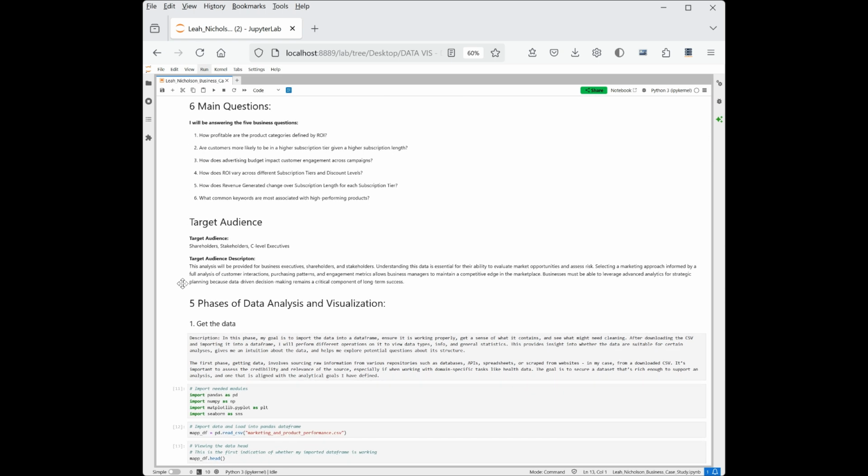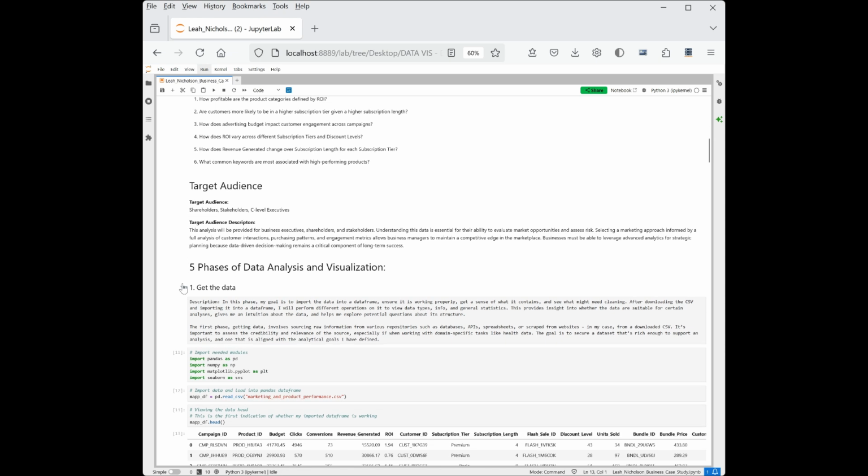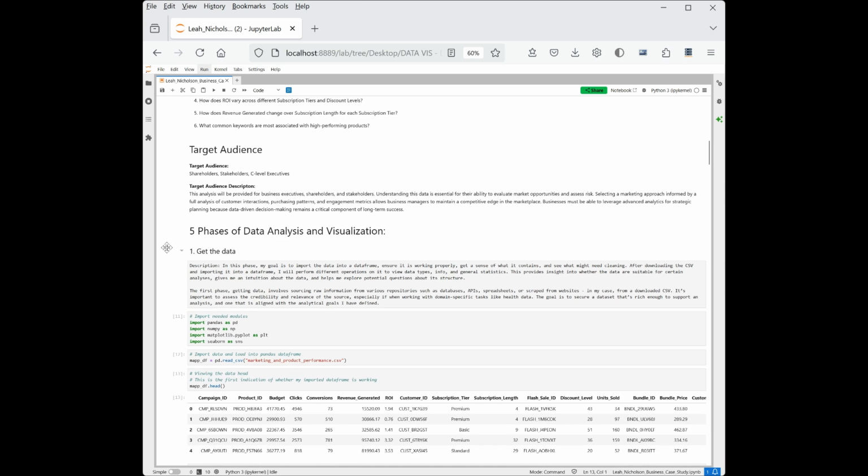As an outline for this analysis, I decided to focus on 6 main questions. First of which is, how profitable are the product categories defined by return on investment? Are customers more likely to be in a higher subscription tier given a higher subscription length? How does advertising budget impact customer engagement across campaigns? How does return on investment vary across different subscription tiers and discount levels? How does revenue generated change over subscription length for each subscription tier? And what are some common keywords most associated with high-performing products? My target audience was the shareholders, stakeholders, and C-level executives of the business.